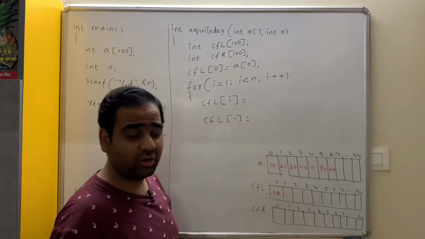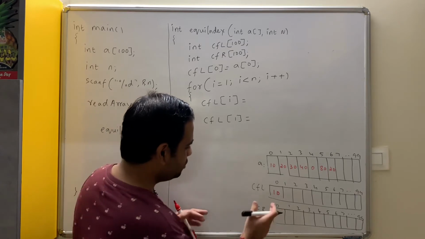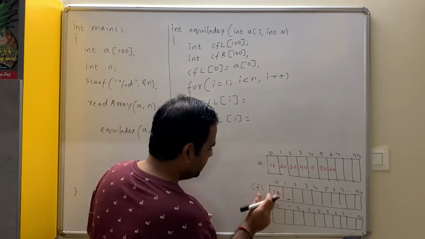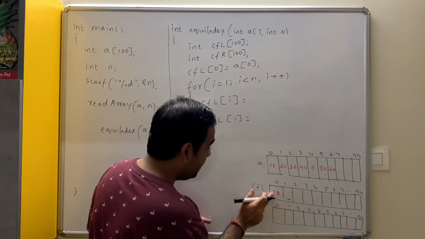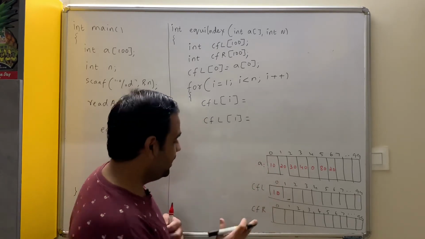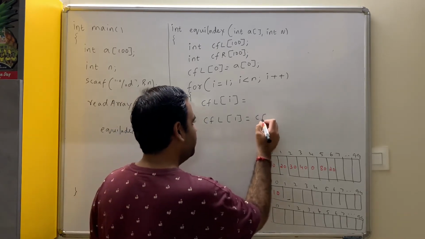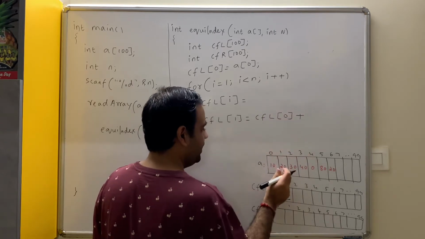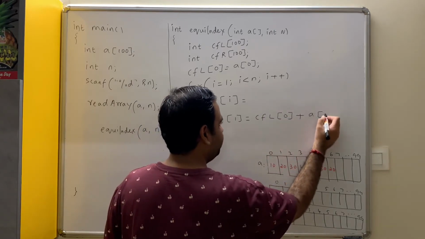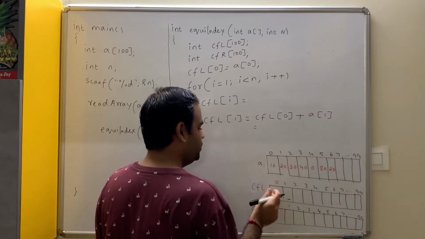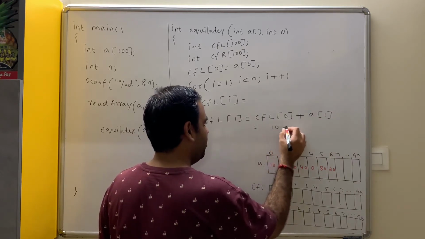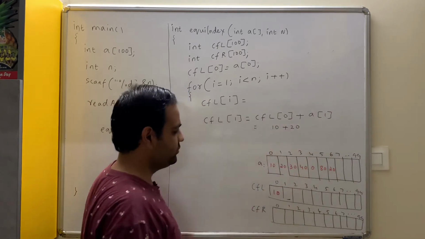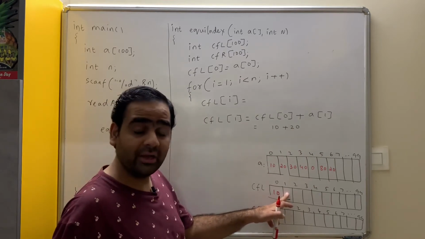Now tell me, what should I write over here? The previous value plus 20. That means how do I get the previous value? Cumulative frequency of 0 plus the current value, which is A of 1. Now what is cumulative frequency of 0? It is 10 and A of 1 is 20. 10 plus 20 is 30. That is what I need to write here.